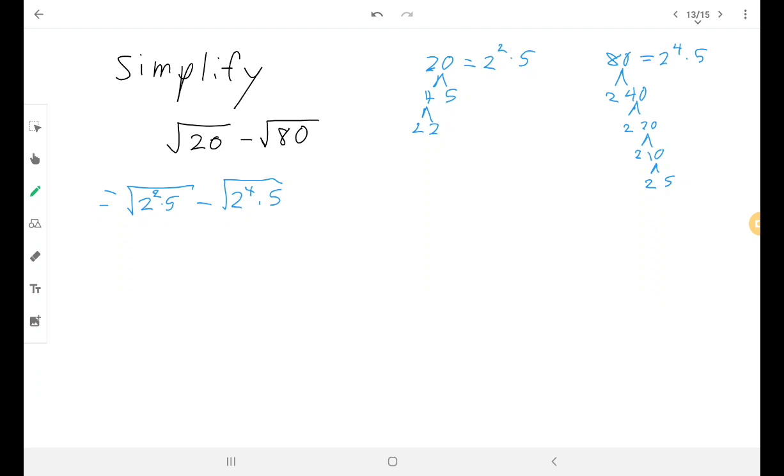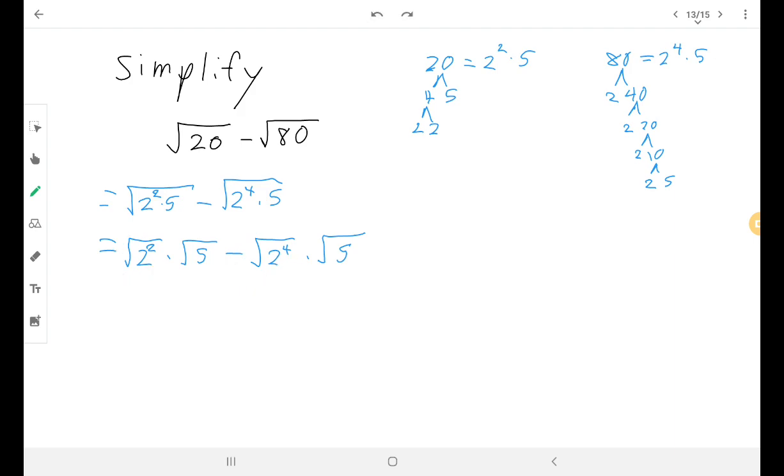times 5. So last time I was breaking things down one way. I'm going to break them down a slightly different way this time to remind you of something from a previous section. Okay? So I can still split apart these multiplications. That's square root of 2 squared times square root of 5 minus square root of 2 to the 4th times square root of 5. Now look at these two.